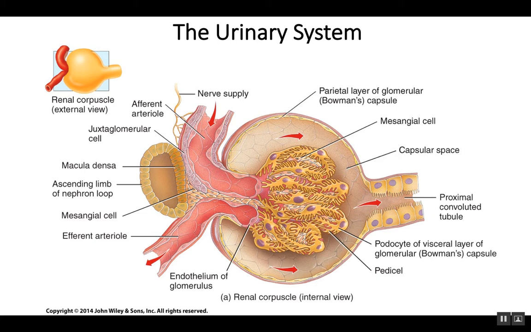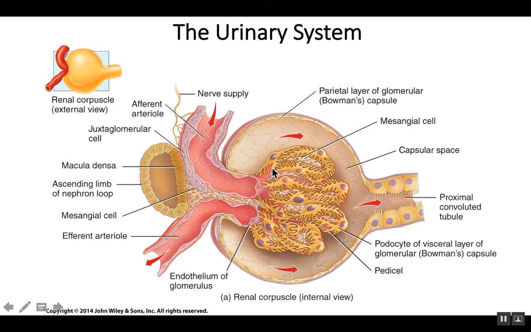So after filtration occurs, this nephron, starting at the proximal convoluted tubule, starts to reabsorb things, starts to reclaim small solutes from the tubule back into the bloodstream. And that's called reabsorption.